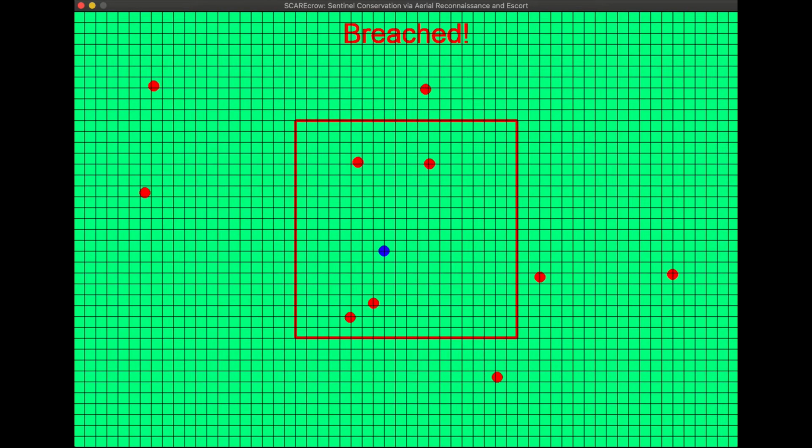As you can see, the blue dot moves around and spooks the red dots. When a red dot is spooked, it turns to an orange color. The blue dot here represents our drone in simulation. The red dots represent the intruder animals coming into the keep out zone set by the user.